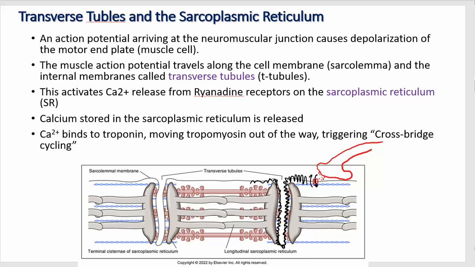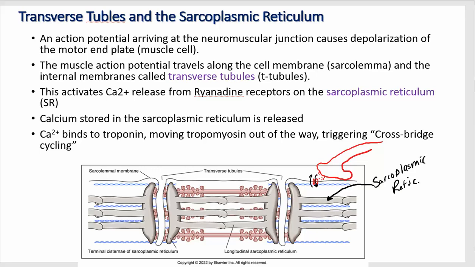So the muscle action potential travels along the cell membrane and the internal membranes called T-tubules, transverse tubules. This activates calcium release from ryanodine receptors. We're going to see some of those. Our calcium is stored in these guys, which is not the endoplasmic reticulum, but a modified endoplasmic reticulum found in muscle. It's the sarcoplasmic reticulum.